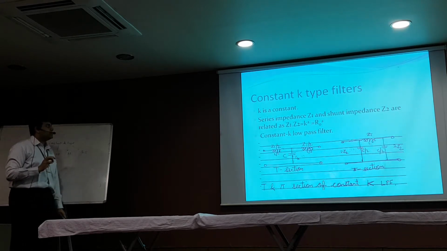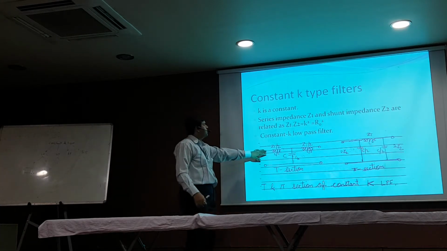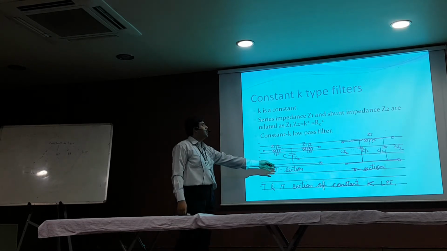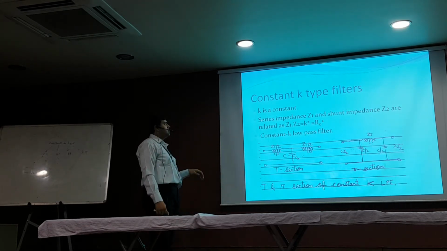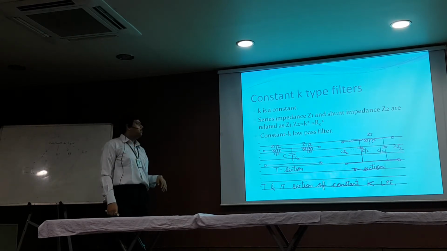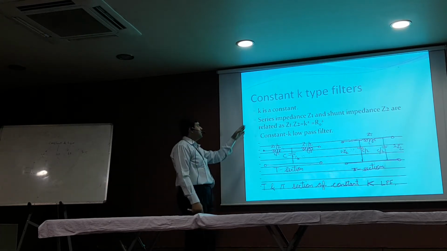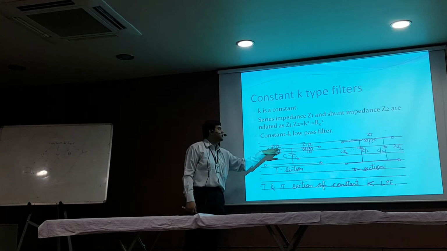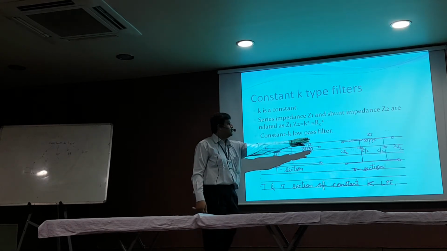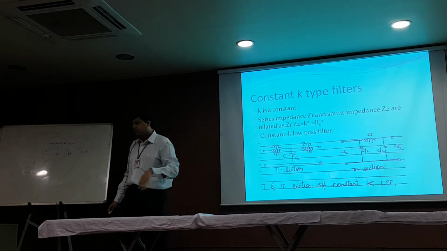The series impedance over here, that is the series arm, Z1, and the shunt impedance Z2, that is this arm, are related by this relation: Z1 Z2 equals K squared equals R0 squared, and R0 is known as the design impedance or the nominal characteristic impedance. The Z1, which we are seeing as series impedance, has been split over here into Z1 by 2, Z1 by 2, and the capacitor is divided into C by 2, C by 2. So this is the T section, pi section.